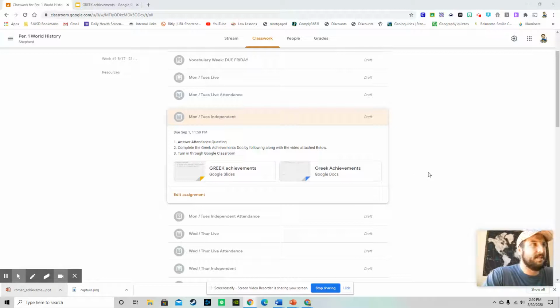Hey class, this is going to be our independent assignment for either Monday or Tuesday. It's the same assignment that we're going to do live on Monday and Tuesday, but it's the at-home version. What we're going to do is look through a slideshow, and as we look through the slideshow, we are going to fill out this graphic organizer.